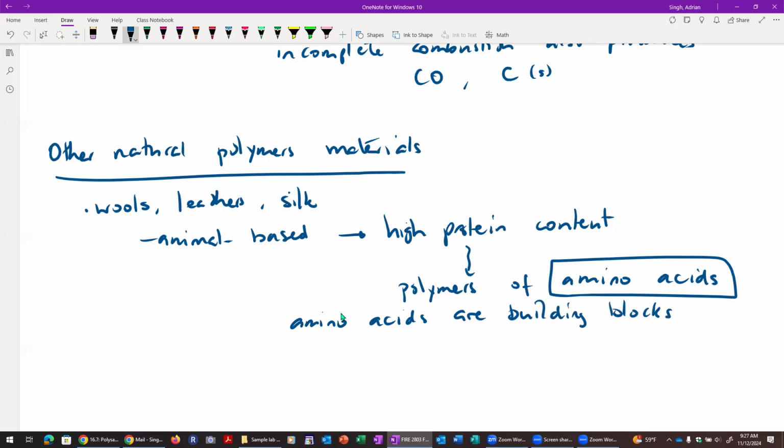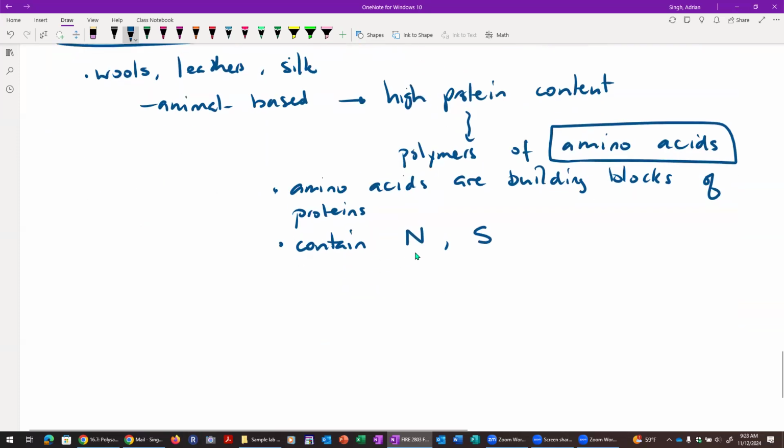And there are several things about amino acids that are different than glucose, for instance, is that these amino acids are going to contain, in addition to carbon, oxygen, and hydrogen, nitrogen, and some of them also contain sulfur. And the presence of these is going to give a different characteristic to these substances when they burn. So their chemical properties are going to change because of the presence of this nitrogen and sulfur.